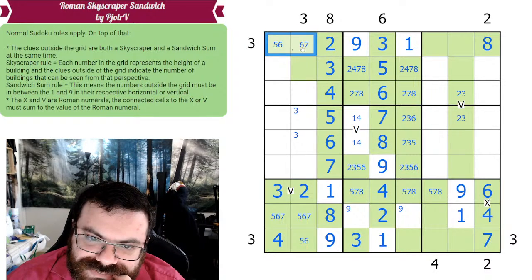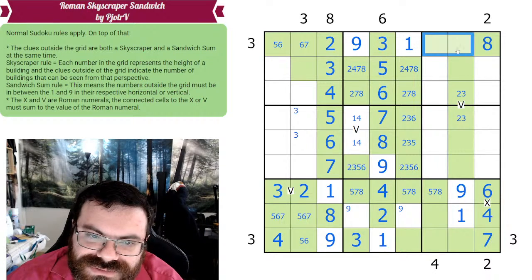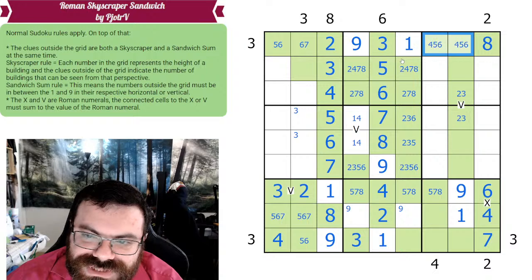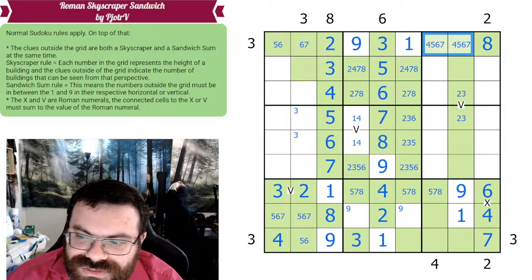Okay, this 3 is resolved, as long as I keep this thermo going. What's left over here? We have 1, 2, 3. We need 4, 5, 6, 7. So we know there's a 4 over here.